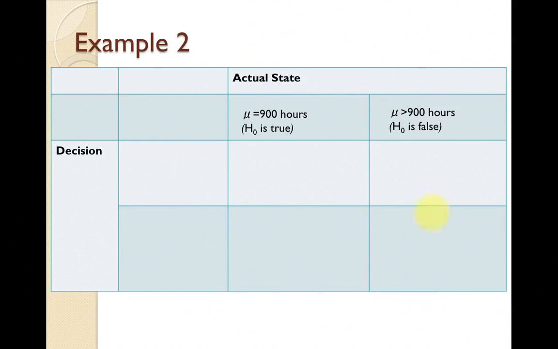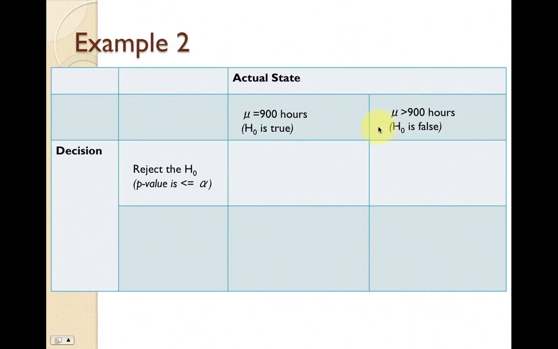Okay, so for the actual state, you're going to state what the null hypothesis is saying, which is mu is 900, meaning that the null hypothesis is actually true. And the other actual state is that mu could truly be more than 900 hours, which would mean that the null hypothesis is really false. So mu is 900, mu is greater than 900.